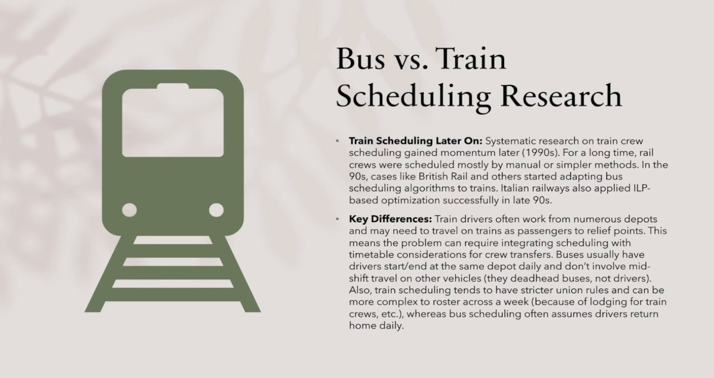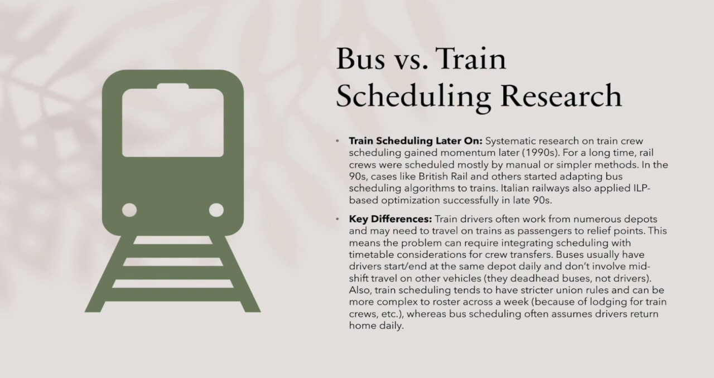Train scheduling, systematic research on train crew, gained momentum in the later 1990s. For a long time, rail crews were established mostly by manual or simpler methods, but in the 90s we saw cases like British Rail and others start adopting bus scheduling algorithms for trains.